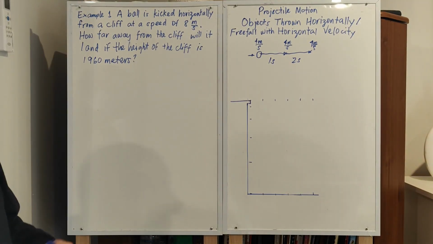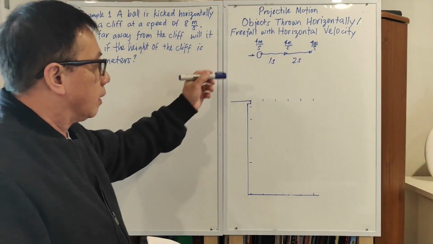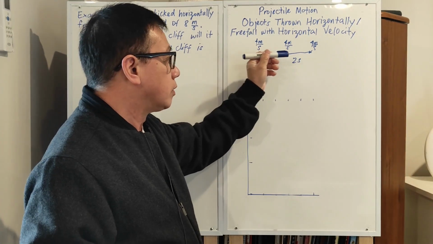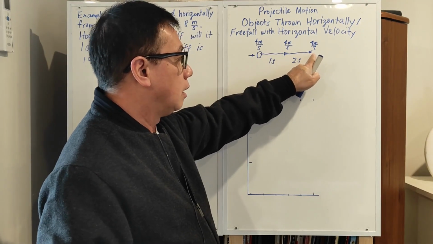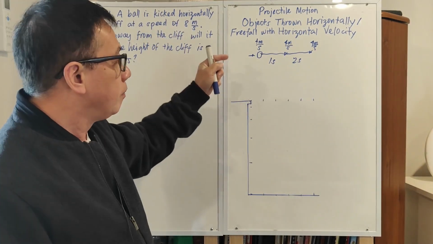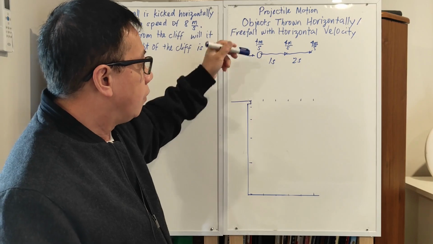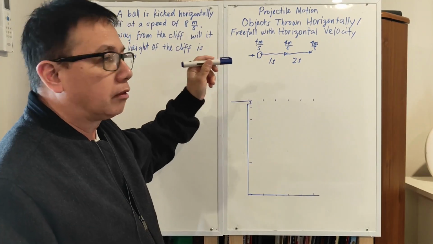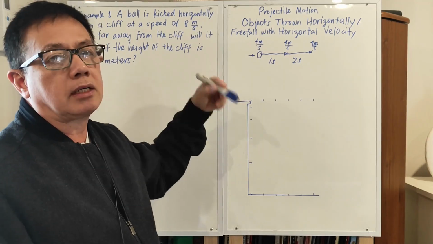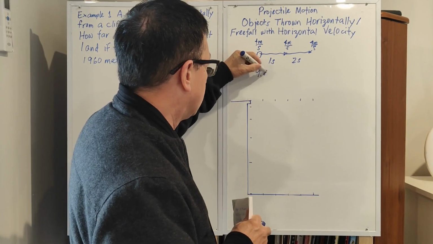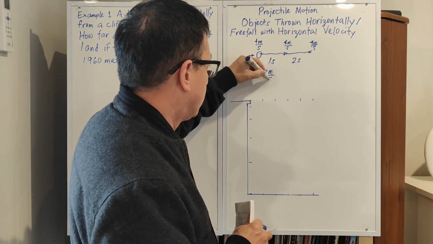So if we have gravity, the object that was thrown will have a constant horizontal velocity, like 4 meters per second constantly, but at the same time it will be falling down vertically at the rate of the acceleration due to gravity, which is 9.8 meters per second per second.